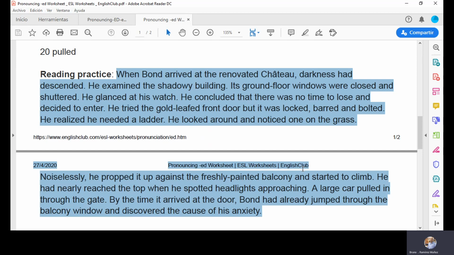That will be the practice for this text. This practice is supposed to be individual, so my suggestion would be for you to stop the video and go over again the paragraph on your own, please.